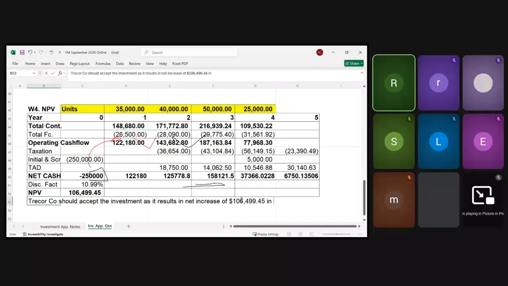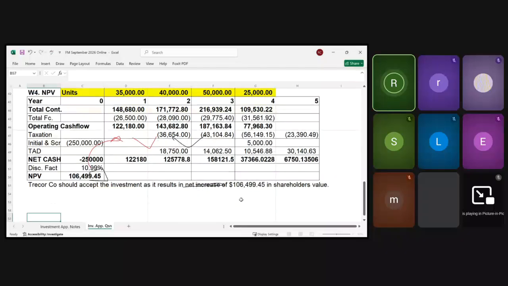All right, in shareholders' value. In other words, we are telling them to accept the investment because it is positive. This is the first way of calculating your NPV. Let me have questions before I present another way.